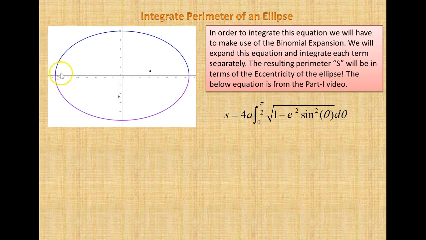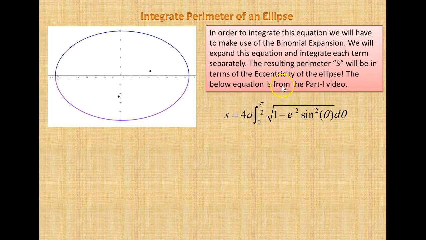Here we have our ellipse, semi-major axis a and the semi-minor axis b. And we want to calculate the distance around this ellipse, the perimeter. In order to integrate this equation, we will have to make use of the binomial expansion. We will expand this equation and integrate each term separately. The resulting perimeter S will be in terms of the eccentricity of the ellipse.